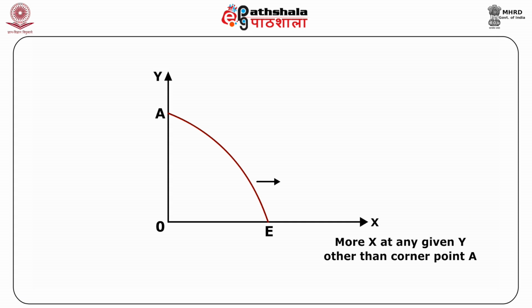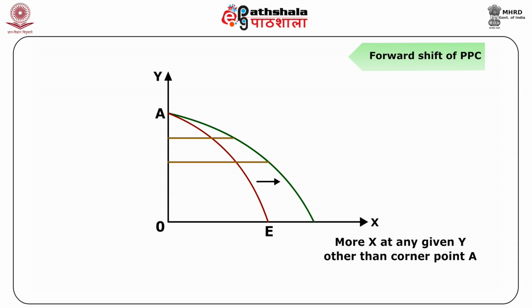Even if the economy becomes capable of producing more of X at any given Y other than at the corner point of maximum Y, there occurs a forward shift of the PPC reflecting economic growth.